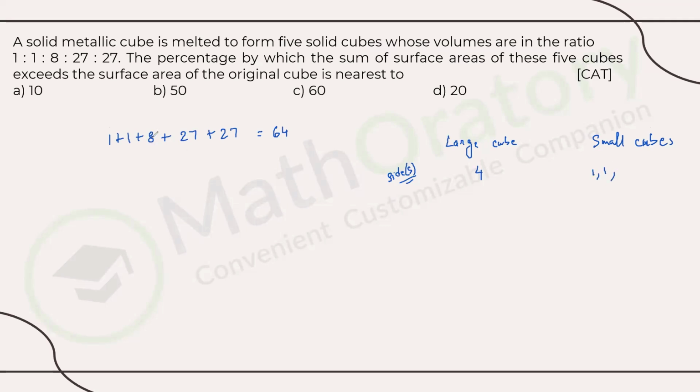The third one, the volume is 8, so the side should be 2. The next two have each a volume of 27, so each of them should have a side of 3, right? Now, what is the surface area?